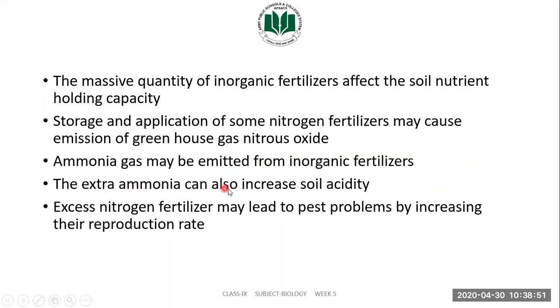The extra ammonia can also increase soil acidity. If we apply more fertilizer to the soil, it will increase soil acidity, which obviously negatively affects the plant's growth. Excess nitrogen fertilizers may lead to pest problems. When we apply more and more nitrogen fertilizer, pests will regrow there and they will destroy the crops by increasing their reproduction rate.